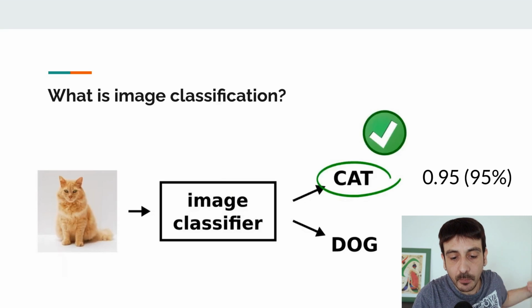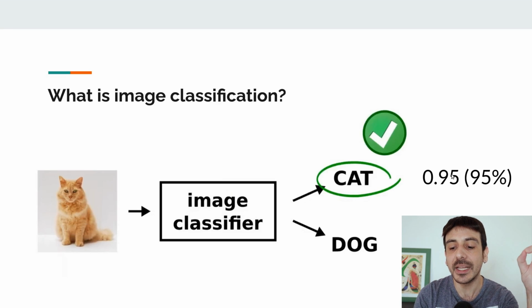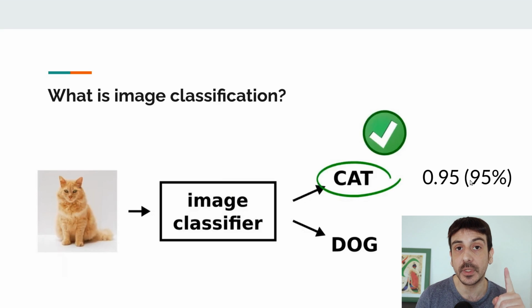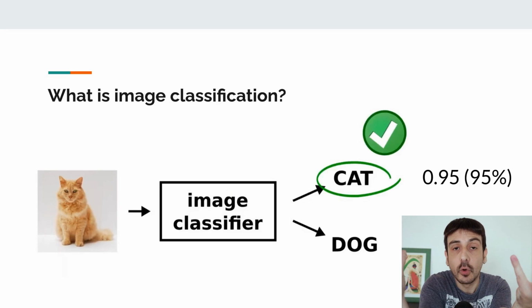So in the previous example, we are classifying this image as a cat with a 0.95 confidence score. We can look at this number either as a float value, and this will be 0.95, or we can look at it as a percentage, and in this case it will be 95%. So this means this image classifier is telling us this image is a cat with a 95% confidence. So this means this image classifier is not 100% confident this image is a cat, right? This image could be a cat or it could be a dog.